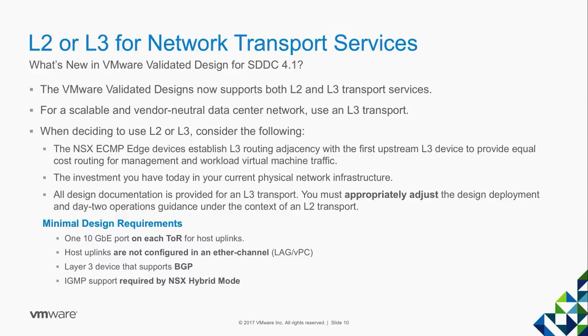From a minimal design requirements perspective, we have one 10 gigabit port on each TOR for the host uplinks, and the host uplinks are not configured in a LAG or EtherChannel. The Layer 3 device must support BGP, but let's put a little asterisk there, and we'll touch base back on that a little bit later in the presentation. And IGMP support is required for the NSX hybrid mode.